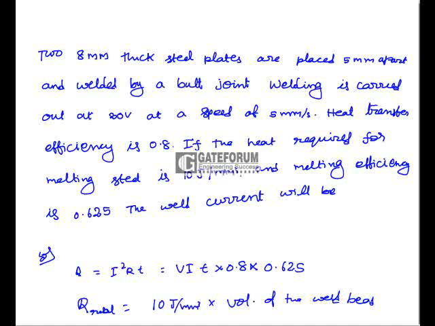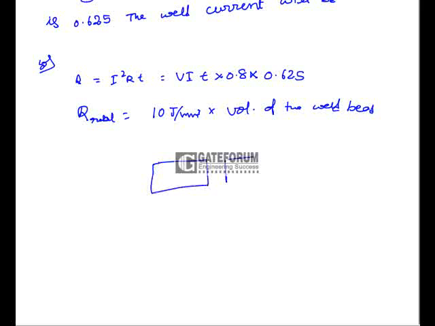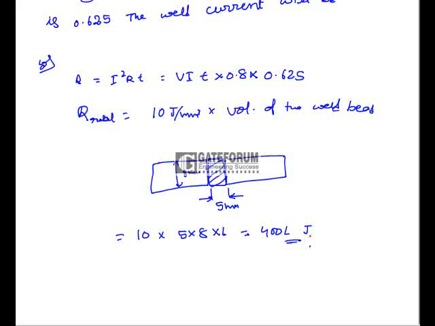So here there are two 8 mm thick plates put 5 mm apart. We will have to find out this area and this volume, but we don't know the length of the bead. So let us say the volume of the weld is 5 into 8 into L, so the heat is 10 into 5 into 8 into L, which is equal to 400 L joule.